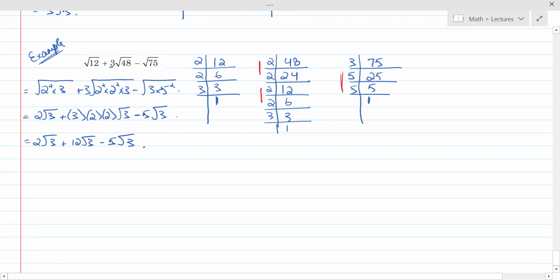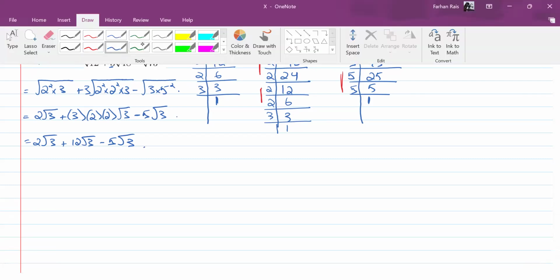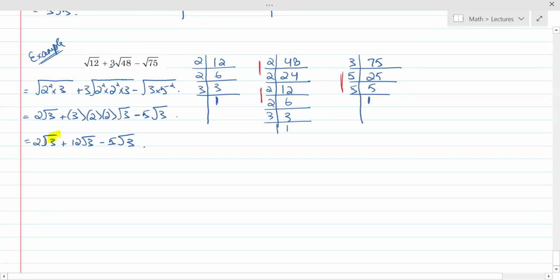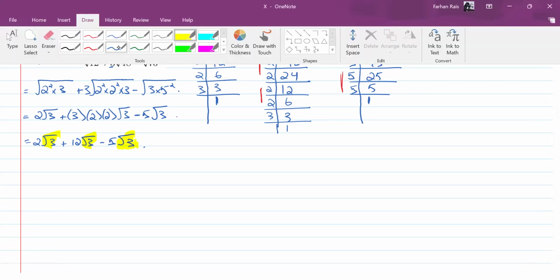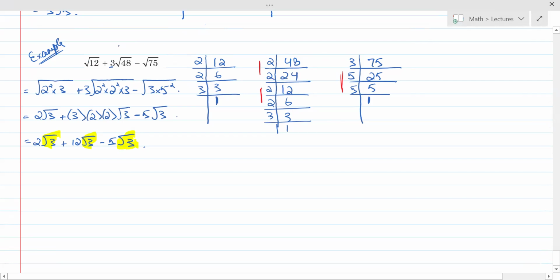And here again, for all these three numbers, we can see we have the same radical part, root 3, root 3, root 3. So 2, 12, and 5 would be added together. So 2 plus 12 is 14. 14 minus 5 is 9. So the final answer is 9 under root 3. So this was all about simplifying surds and addition and subtraction of the numbers in surd form.